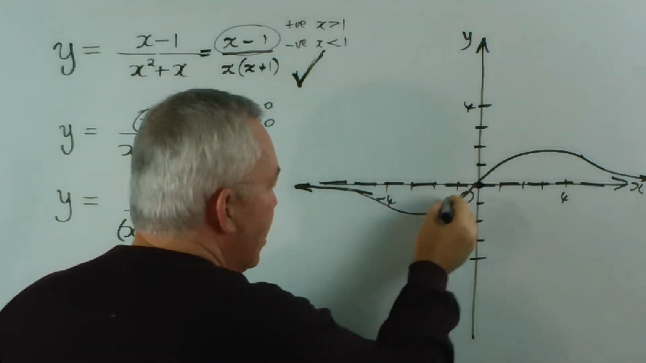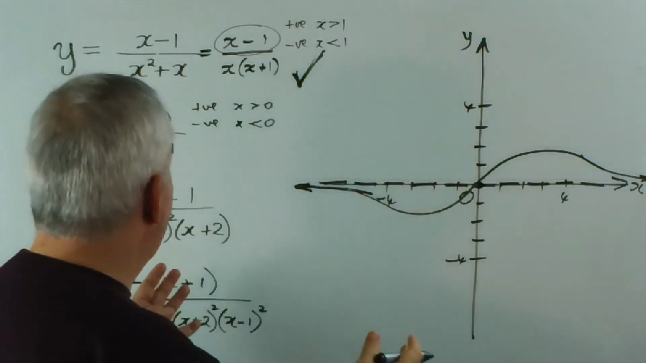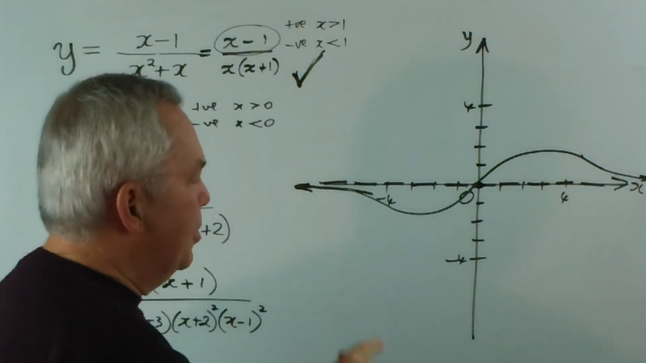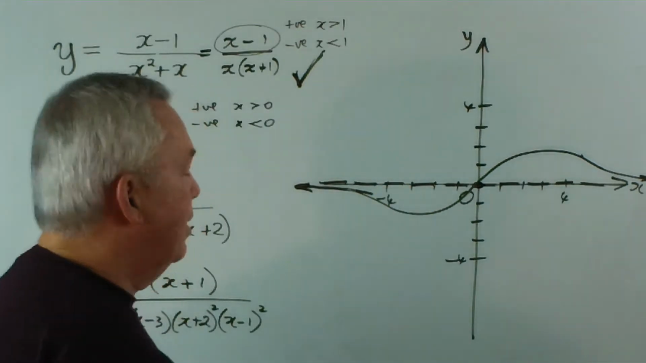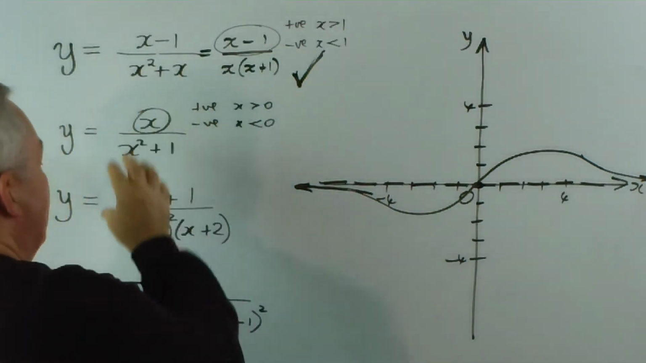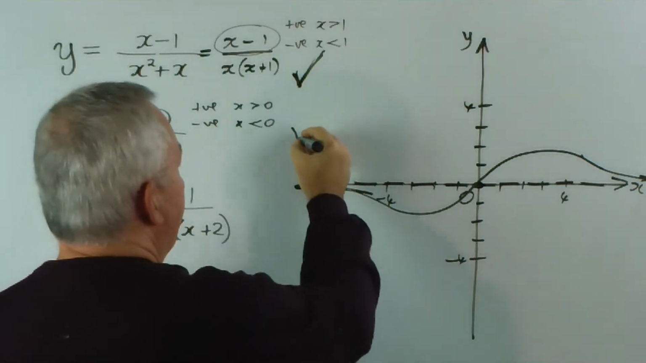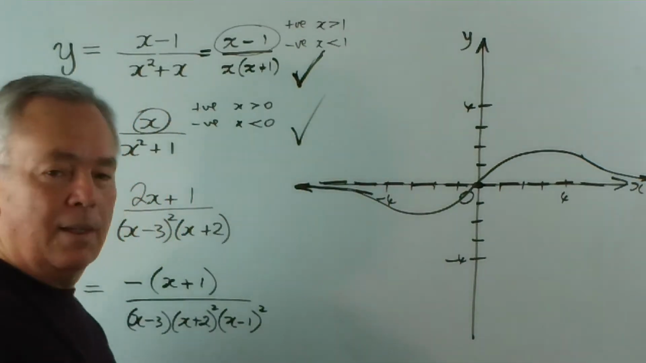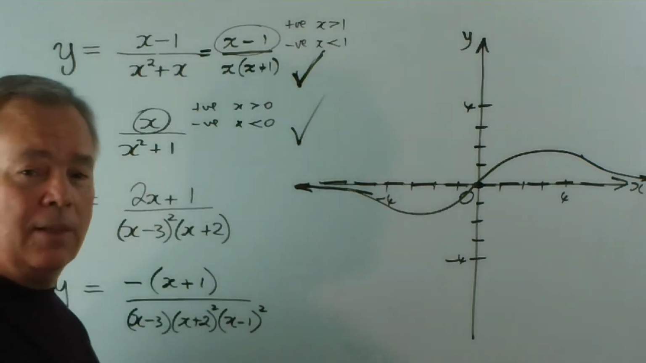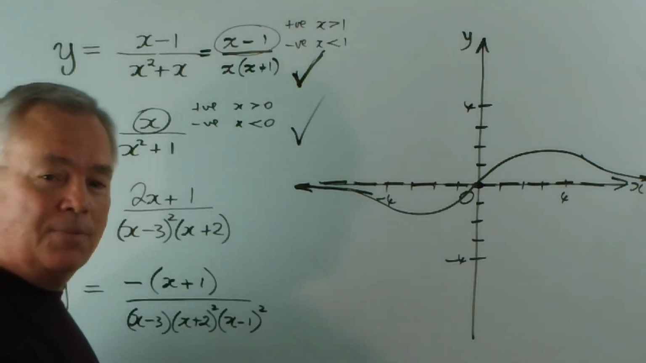Now, where these points are depends on your calculus and such like. We can just plot some values to find out some key points, but that's the basic shape for this particular graph, so we'll tick it off. Let's look at the next one. Now, this is getting a bit more complicated. We'll see what it's got in store for us.